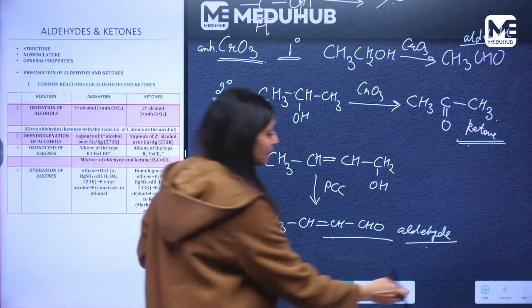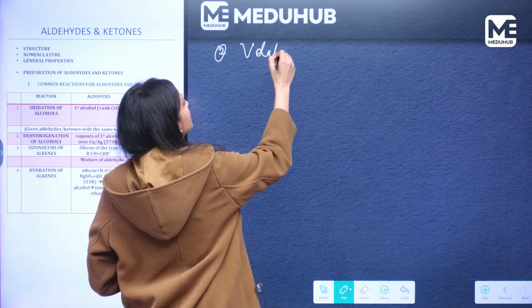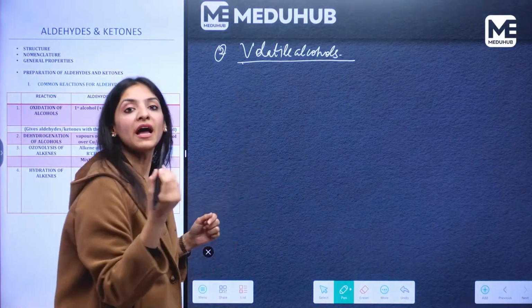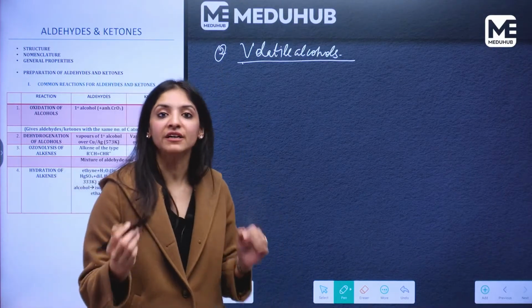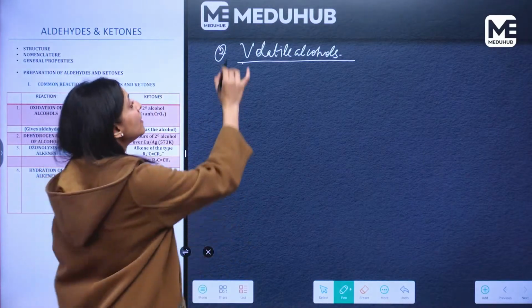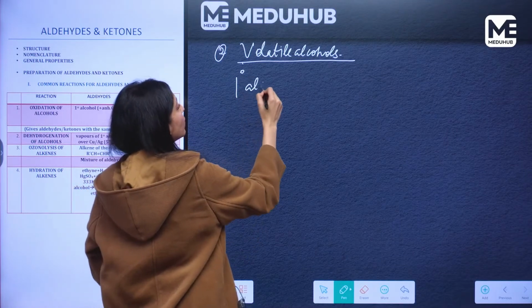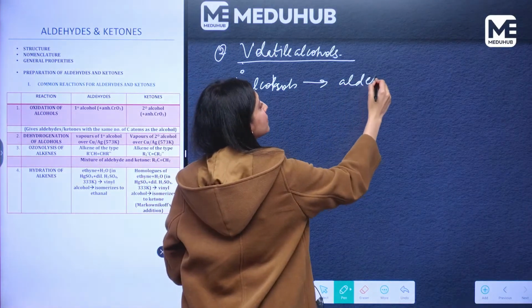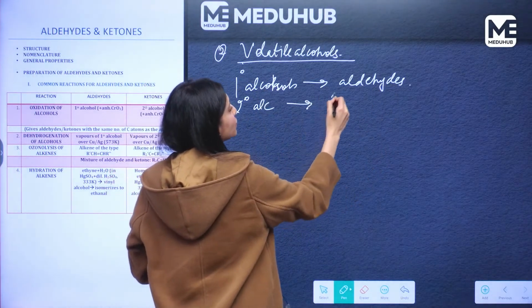That is another method which is used for volatile alcohols. So this is oxidation of volatile alcohols. In this method, vapors of the alcohol are passed over heavy metal catalysts like copper or silver at 573 Kelvin, and just like the case in the previous reaction, 1 degree alcohols give aldehydes and 2 degree alcohols give ketones.